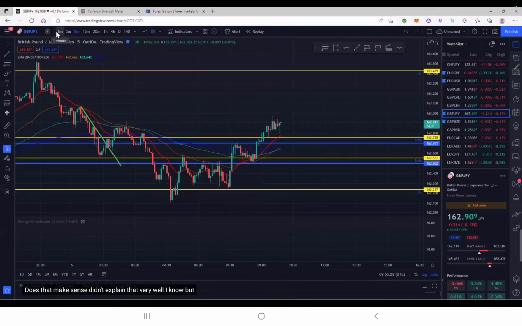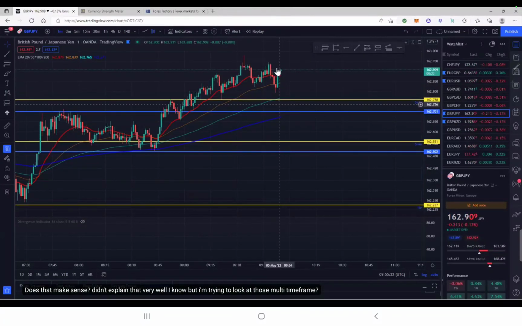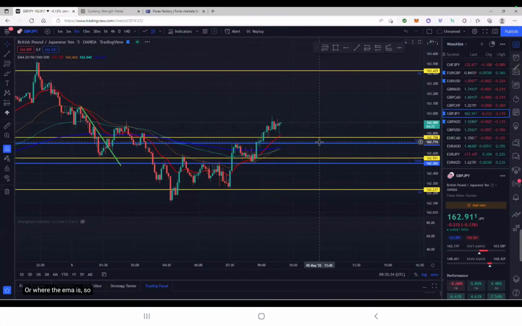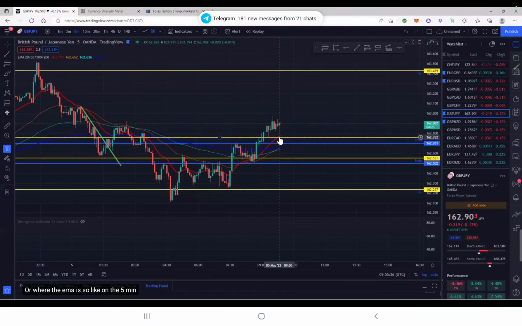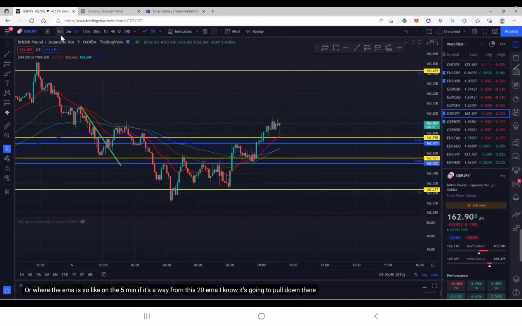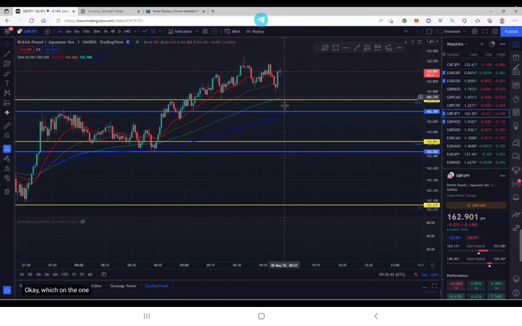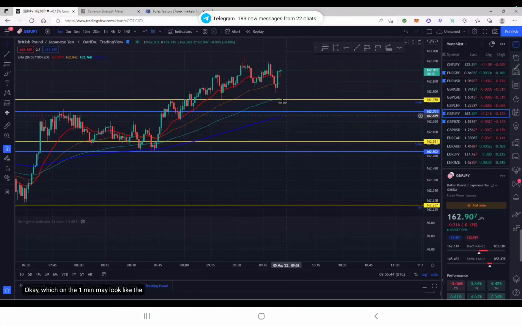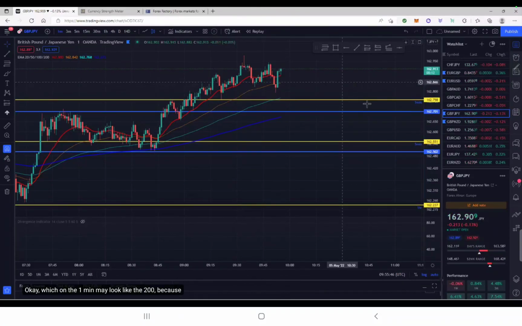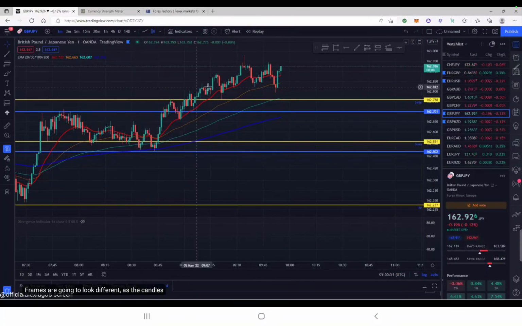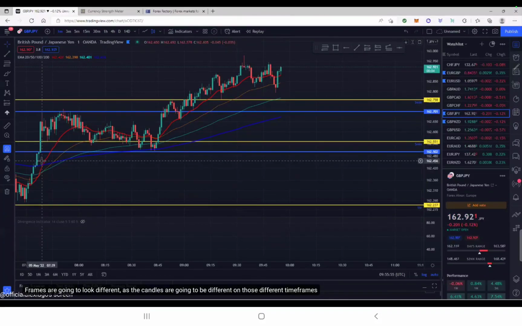But I'm trying to look at those multi-time frames for where the EMA is. So on the 5 minute, if it's away from this 20 EMA, I know it's going to pull down there, which on the 1 minute may look like the 200, because they're on different time frames. They're going to look different because the candles are going to be different on those different time frames. Make sense?